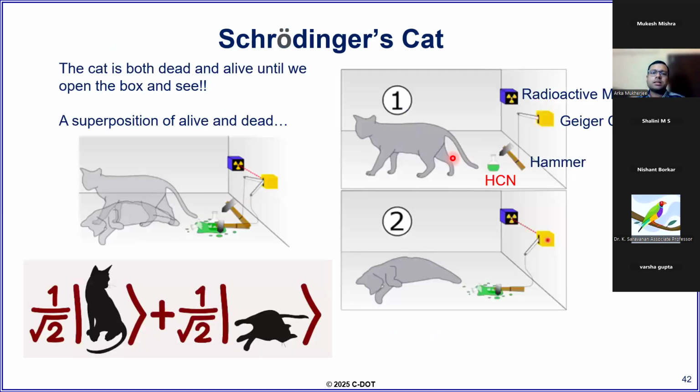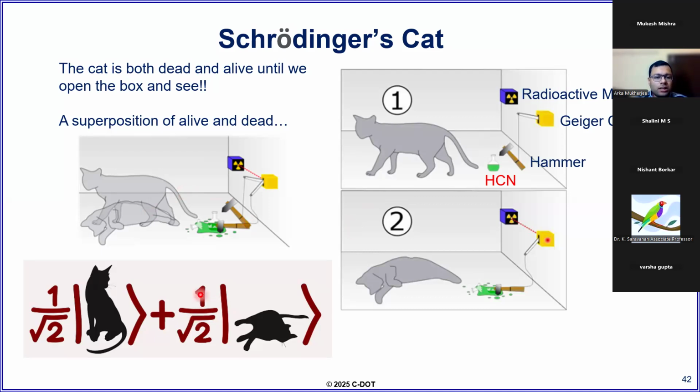To explain this, there is a thought experiment proposed by Schrodinger. He put a cat inside a closed box, along with a poison, a hammer, and a radioactive element. The setup is such that if in a given time the radioactive element decays, then the hammer will be activated, the poison will leak, and the cat will die. Now, if we don't observe this system, we don't know whether the cat is dead or alive. This is called a superposition of life and death.